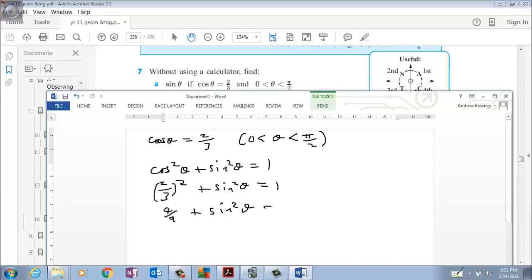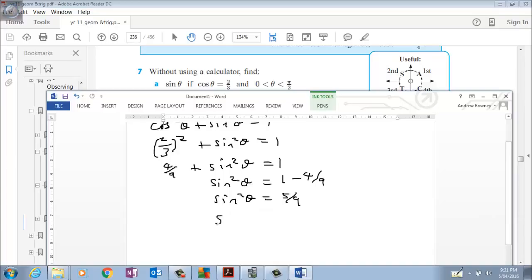And now all we need to do is take the 4 on 9 over the other side to become minus 4 on 9. 1 minus 4 on 9 is equal to 5 on 9. And so now to get sine theta, we square root. Whenever you square root, you need to put plus and minus. And so we have square root of 5 on 9. Or you could call that plus or minus root 5 on root 9, and root 9 is 3, so it's plus or minus root 5 on 3. Now we've got two answers here.